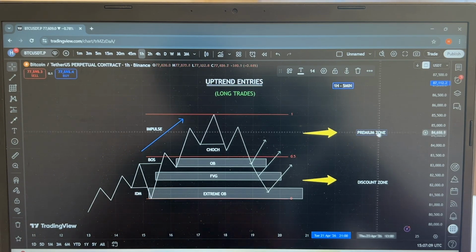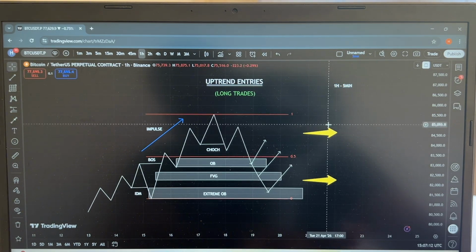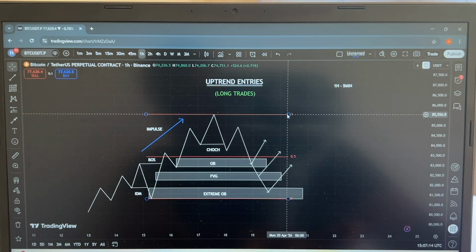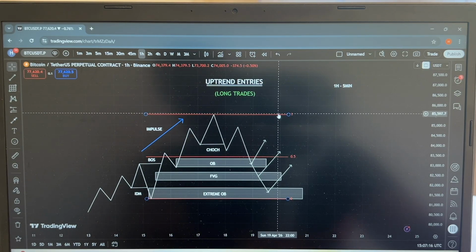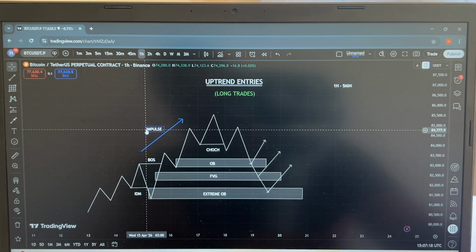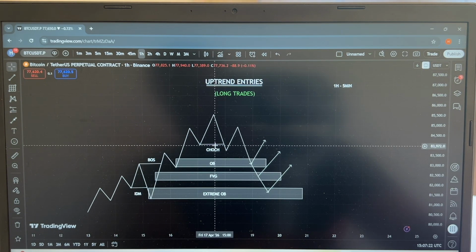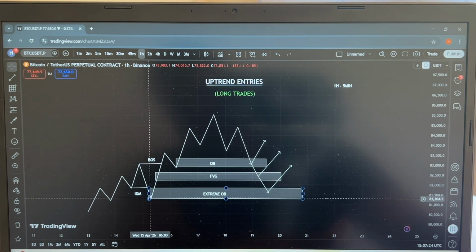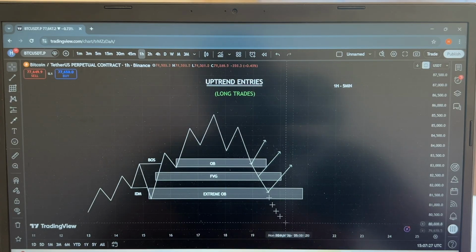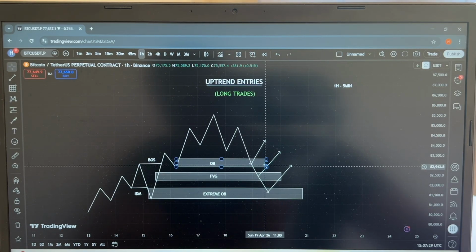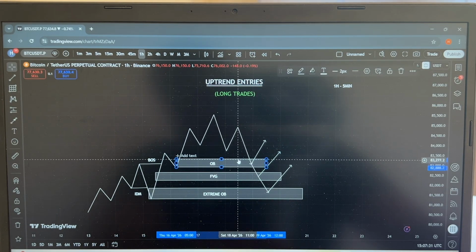So let's clear these for now. You guys should know the premium and discount zone and how to put the GAN box. Get rid of the unnecessary stuff. Okay, change of character. For now, we'll get rid of this.